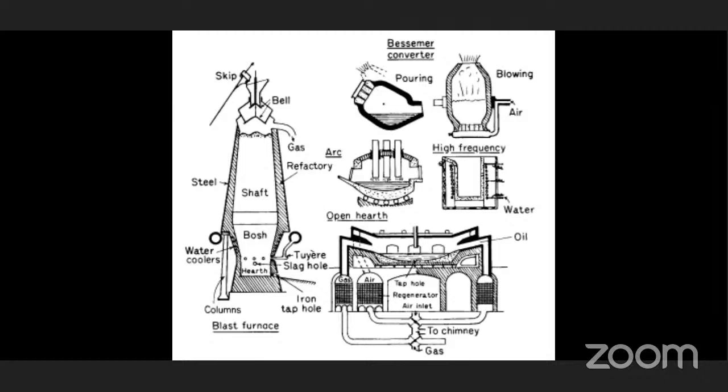Towards the end of the slag formation, the carbon begins to oxidize and the flame changes, and it becomes white in color.